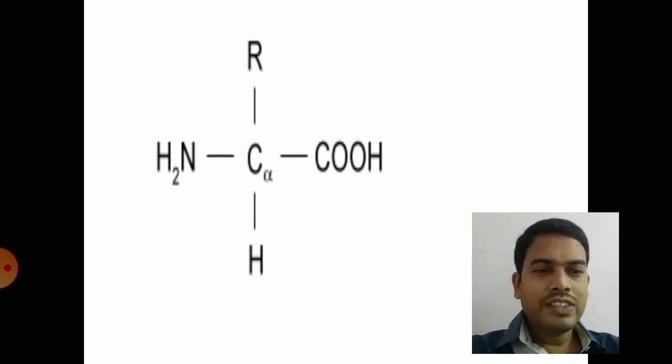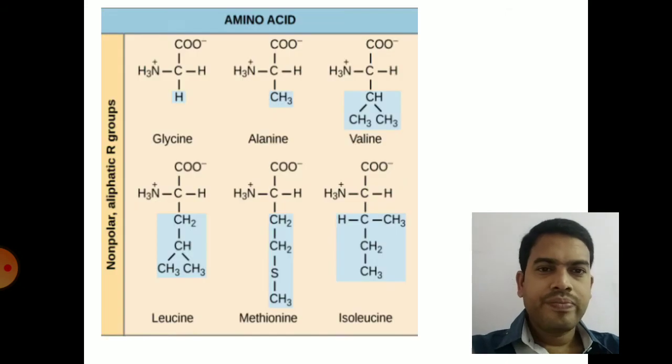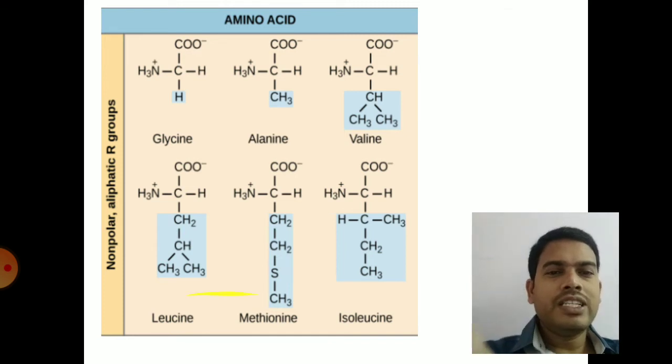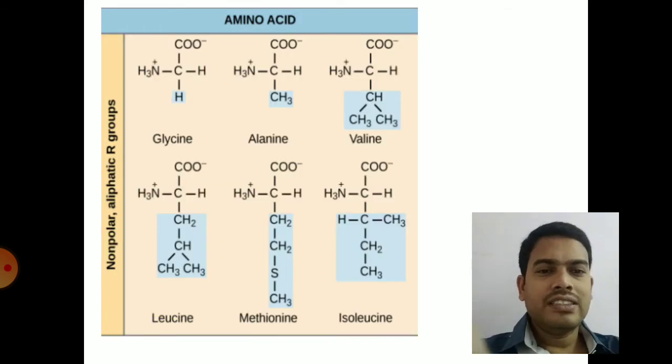So we will see the structure of these 20 standard amino acids now. You can see the amino acids which are non-polar, meaning they do not contain any polarity in water, hence they are called non-polar. And aliphatic R groups. So the R which we mentioned here is an aliphatic chain, that means CH2 like that. So non-polar aliphatic amino acids.